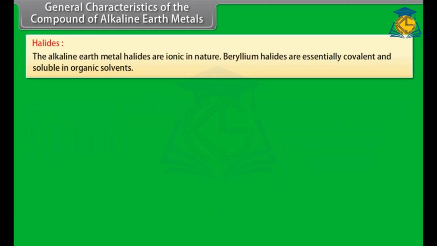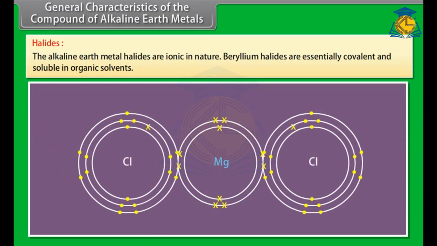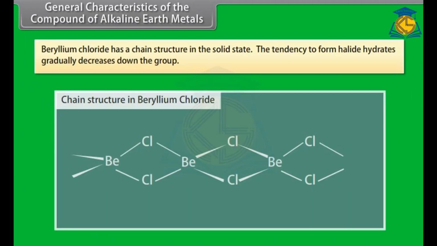Halides. The alkaline earth metal halides are ionic in nature. Beryllium halides are essentially covalent and soluble in organic solvents. Beryllium chloride has a chain structure in the solid state. The tendency to form halide hydrates gradually decreases down the group.